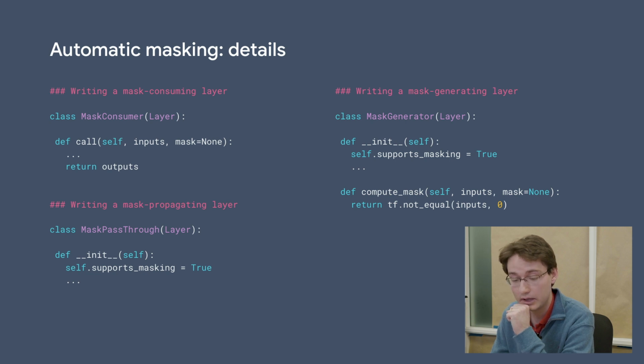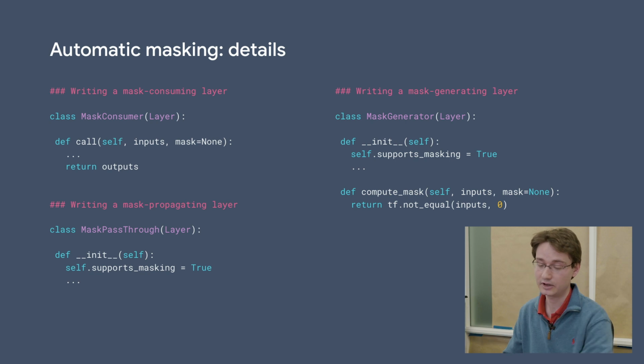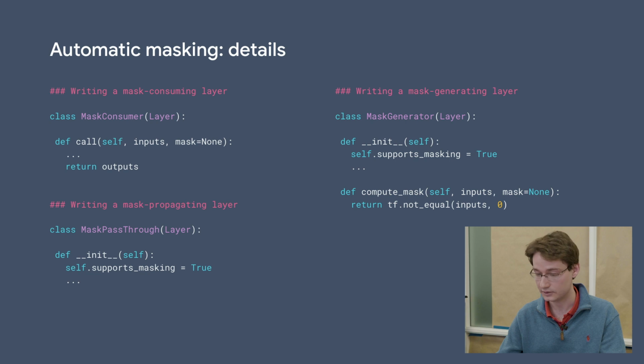Yeah, so you have 3 types of layers that interact with mask. You have layers that will consume a mask. In order to consume a mask, just specify this mask argument in the call signature. And this will be your batch of Boolean vectors, right? You can also pass through a mask. There's almost nothing you need to do, but it's opt-in. You need to say explicitly this layer supports masking.